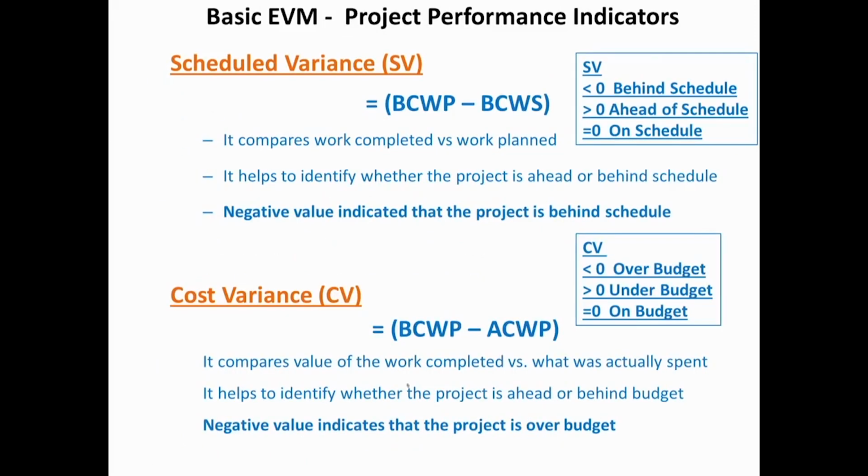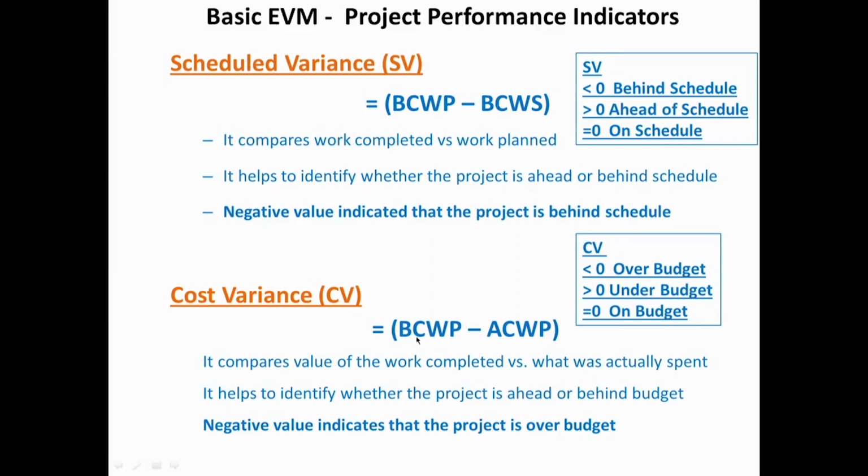Now, based on these two, we get the schedule and cost variance. These are the project performance indicators. I can do BCWP minus BCWS to get my schedule variance. As you can see here, if the schedule variance value is less than 0, it's behind schedule; more than 0, ahead of schedule; if it's equal to 0, the project is on schedule. So this becomes an indicator for variance of the project.